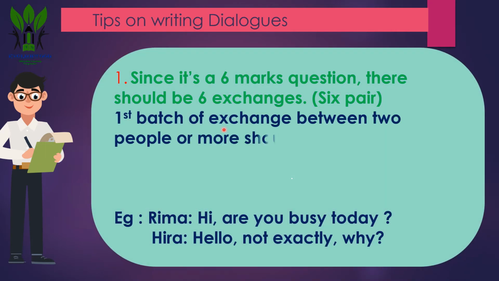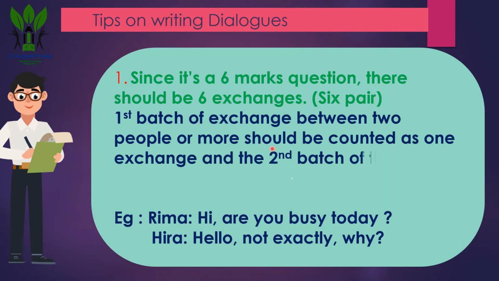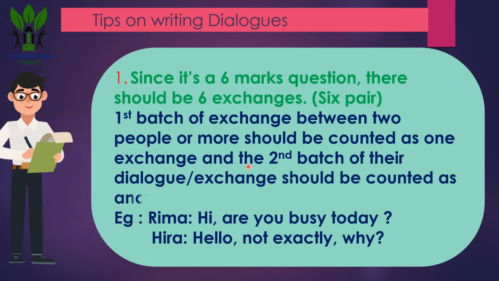The first batch of exchange between two people or more should be counted as one exchange, and the second batch of their dialogue or exchange should be counted as another exchange. That means the exchange between Rima and Hari, who are the participants of this dialogue, is one exchange. In a similar way, you will have only 6 exchanges.